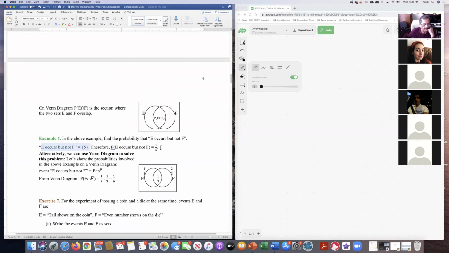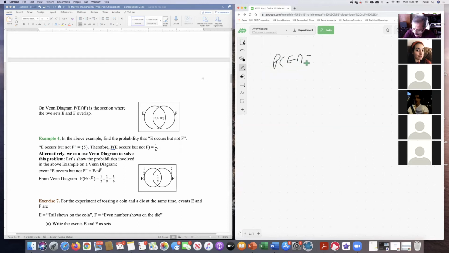And the probability of that is 1/6. Only one element is there, so 1 divided by the count of the sample space, 1/6. So the probability of E occurring but not F is the same as the probability of E intersection F bar, which represents E occurring but not F occurring. It's the same as 1/6, right? There's only one element in there, 5.